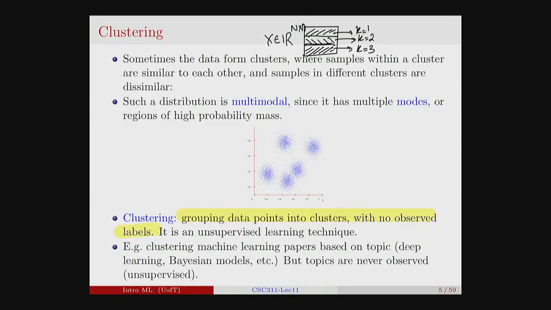So this is an unsupervised machine learning technique because we don't get access to any labels whatsoever. We're only given these points. And our goal is to identify what the cluster identity of every point is.